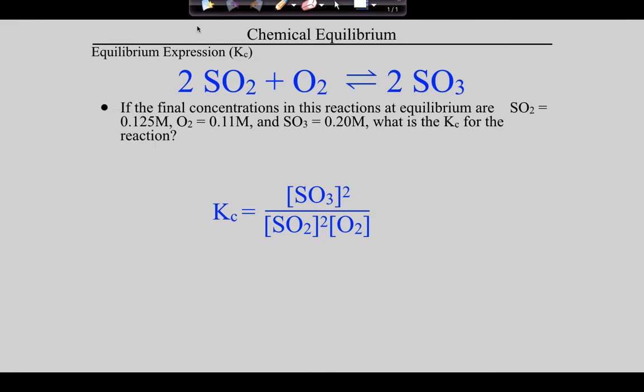So the question reads like this. Don't write it down. It says, if the final concentrations are SO2, O2, SO3, what is the Kc for the reaction? So guys, we're solving for Kc. What do we do? Plug in the numbers. Do it with me. So guys, Kc is equal to the concentration of SO3, which is 0.20 molar. You're going to forget to square this. Guys, be careful of the exponents. Then in the denominator, you've got SO2 and its concentration.